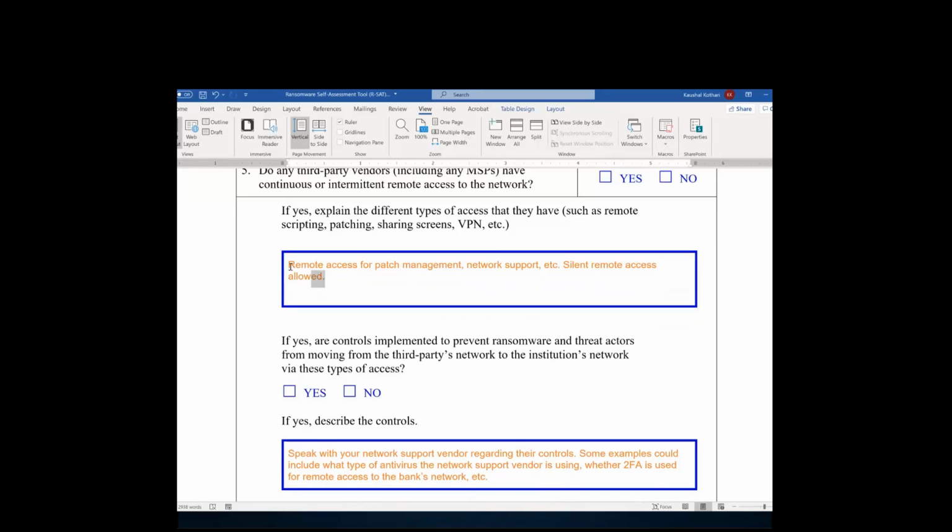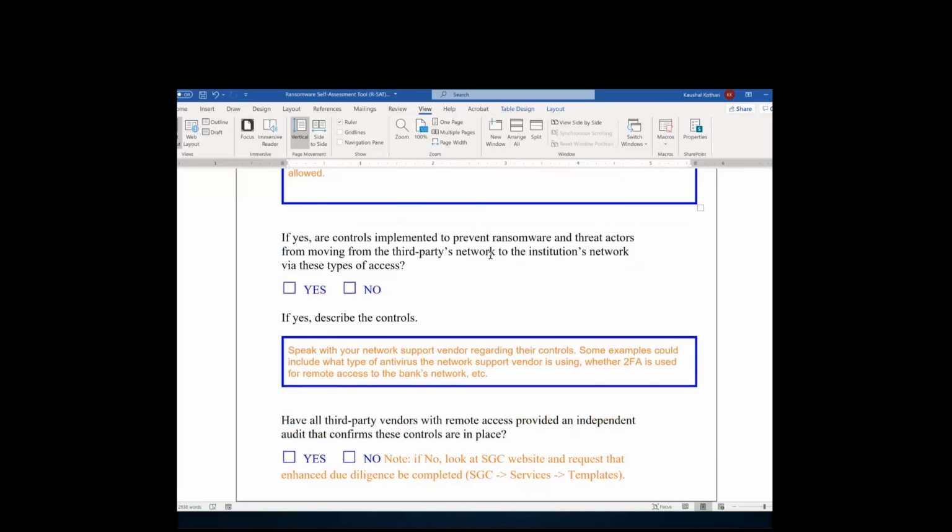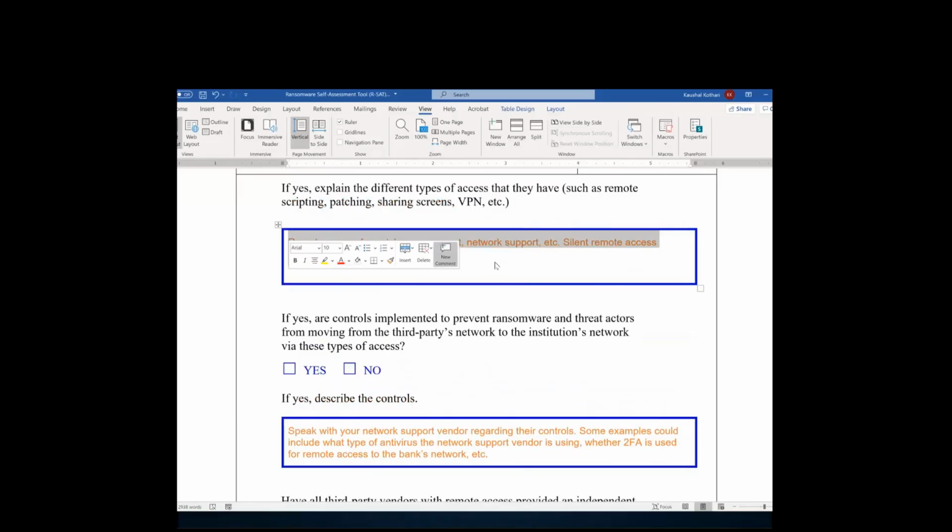And so these are just examples, what I have in orange. They're just examples to get you thinking along the lines of what you could put in here. So usually we're going to see that network support vendors have remote access for patch management, network support, etc. And that silent remote access is allowed. Silent remote access, from our standpoint, how we define that is, do we need to give permission every time for them to be able to get into our systems? And for patch management, it's usually silent remote access. And so we just talk about the different types of access that they have. Even if you keep it generic like this, as long as you're documenting it somehow.